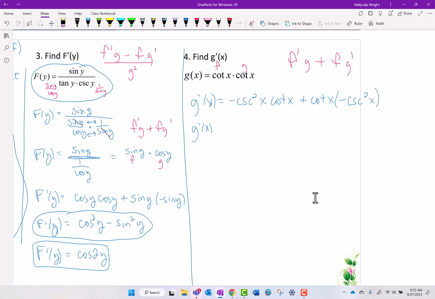Now I have negative. I'm going to rewrite this so it's clear so you can see what's happening. Maybe some of you already can see how I can combine these together. I have negative cosecant squared cotangent minus cosecant squared cotangent. So if I have negative 1 cosecant squared cotangent minus 1 cosecant squared cotangent, how many cosecant squared cotangents do I have? Negative 2. So I have negative 2 cosecant squared cotangent. And we should just leave well enough alone.